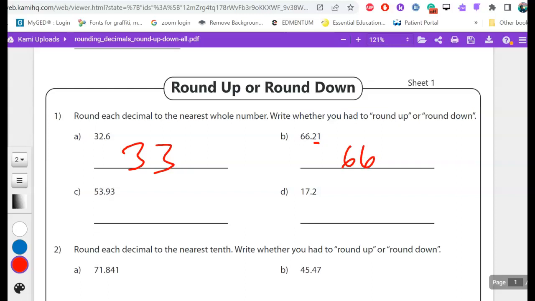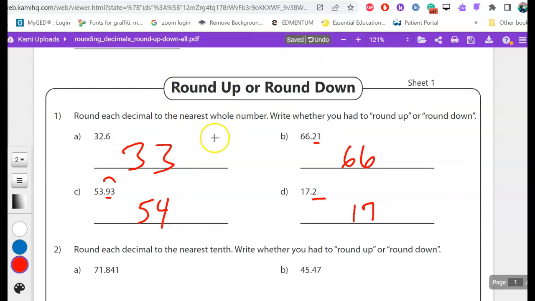The letter C, let's take a look at that one. We have 53.93. We can see that the number after the decimal is a 9. So that's going to force the 3 to round up. And so the whole number it's going to round to is 54. Then we have 17.2. You got it. That 2 is not bigger than 5. So we're going to round down or round off, leaving the whole number as just 17.